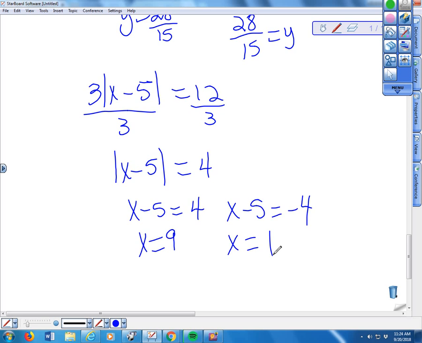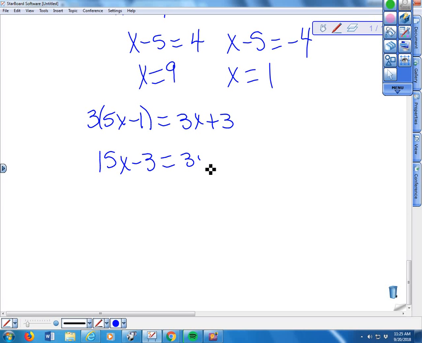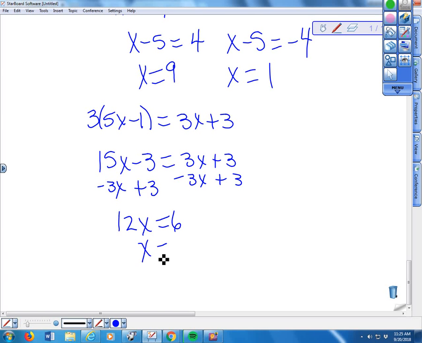Number 10. This one just is to solve. Distribute the 3 and subtract 3x. I'll add 3 to get 12x equals 6. So x is 1/2.